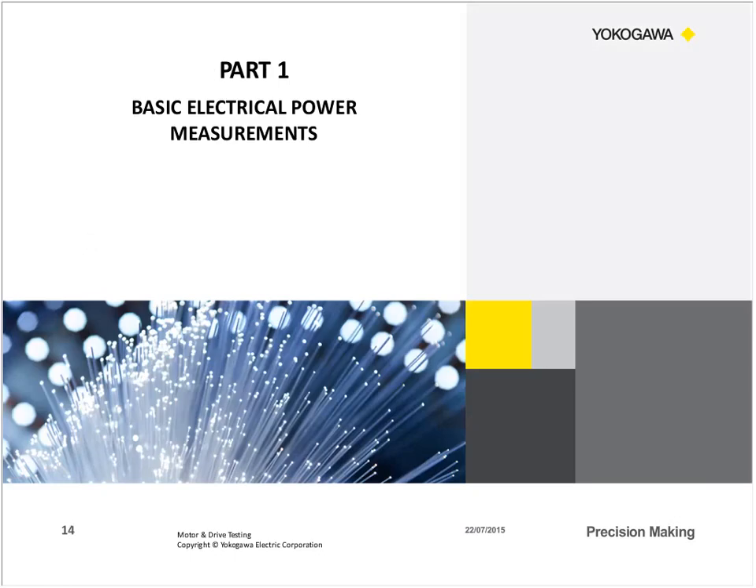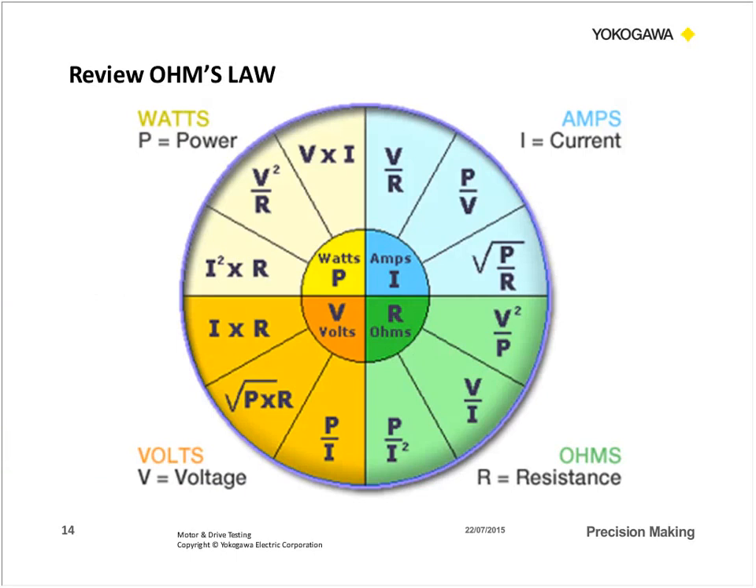So let's start with part one, our basic electrical power measurement review. I like to start with good old Ohm's law because that's the basis of all of our measurements. So Ohm's law, we're talking about power today in the simplest form, DC. It's our volts times our amps. We can look at a couple other things, but just remember we're talking about power, and volts times amps is our basic formula.